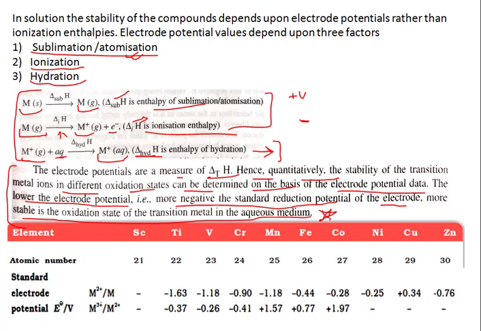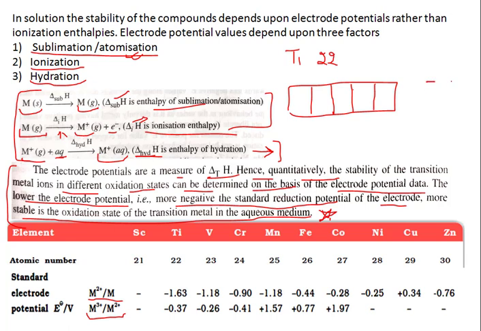There are two values. One is M2+ to M, and the second one is M3+ to M2+. What does it mean? M2+ means, if we take the example of titanium, titanium has atomic number 22, right? And its electronic configuration can be written as 3d2 4s2. This is the 3d subshell and this one is the 4s subshell.